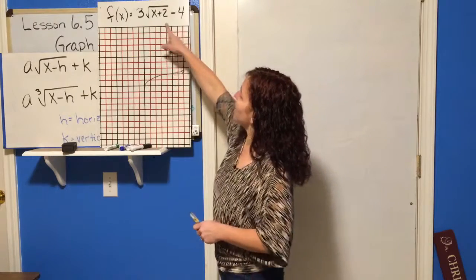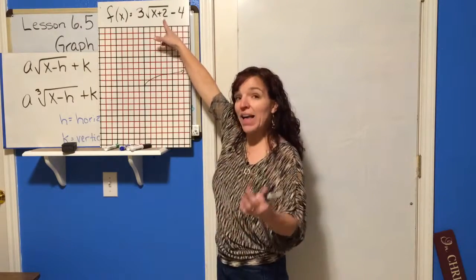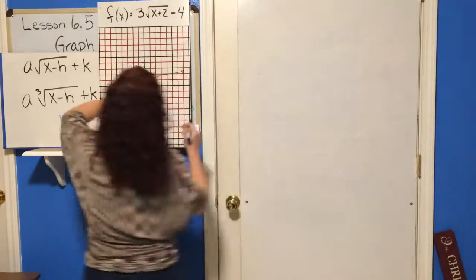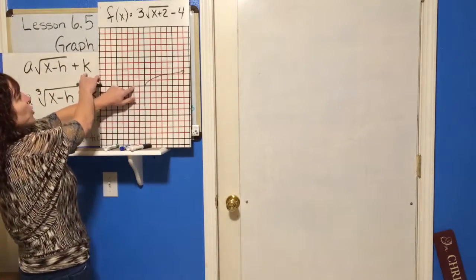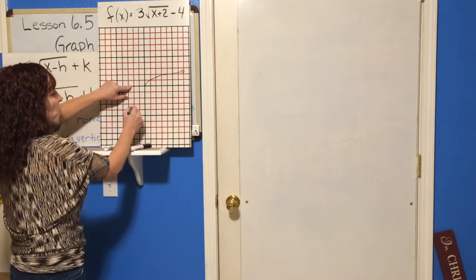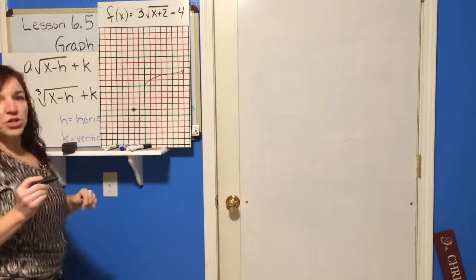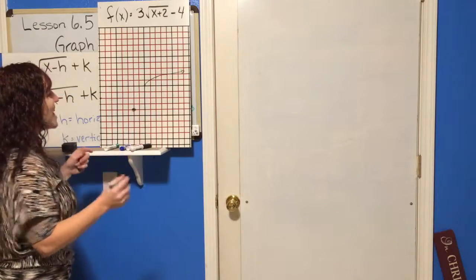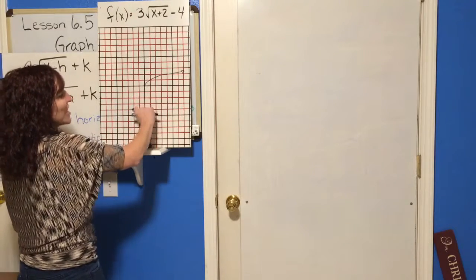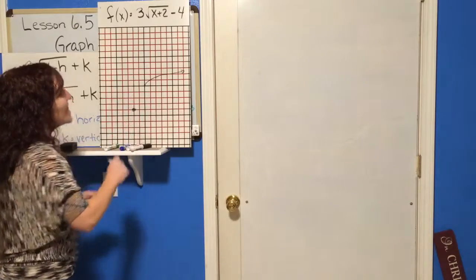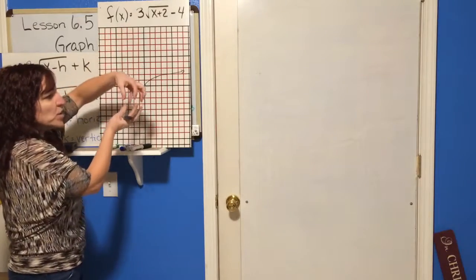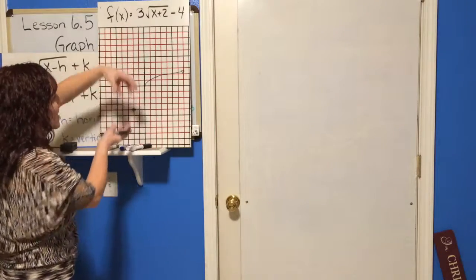We know that it's going to shift, because this is a positive 2 and we want the opposite, it's going to shift to the left 2, and our vertical shift is -4. So 1, 2, 3, 4. So here is where we're going to start our graph. If it didn't have the a, then we would just move this over here and have the exact same graph. But in this case, because we're multiplying by 3, remember it's going to stretch it. So it's going to be wider.